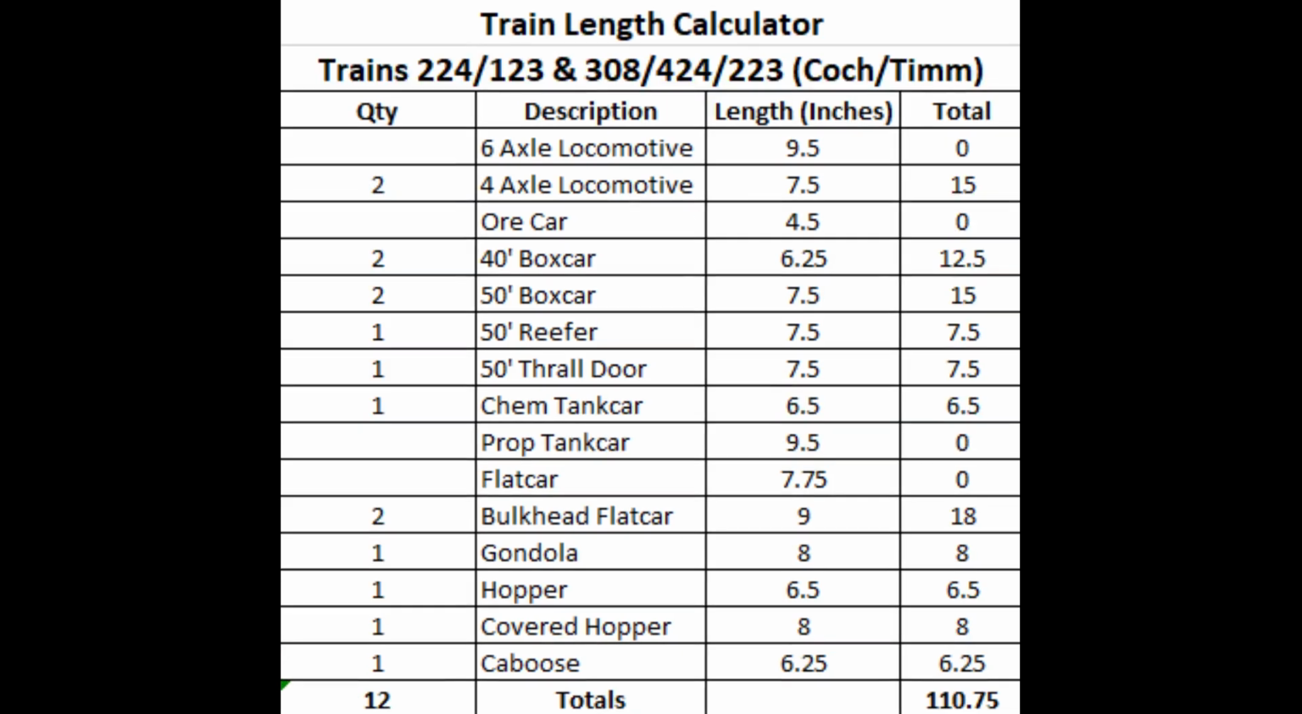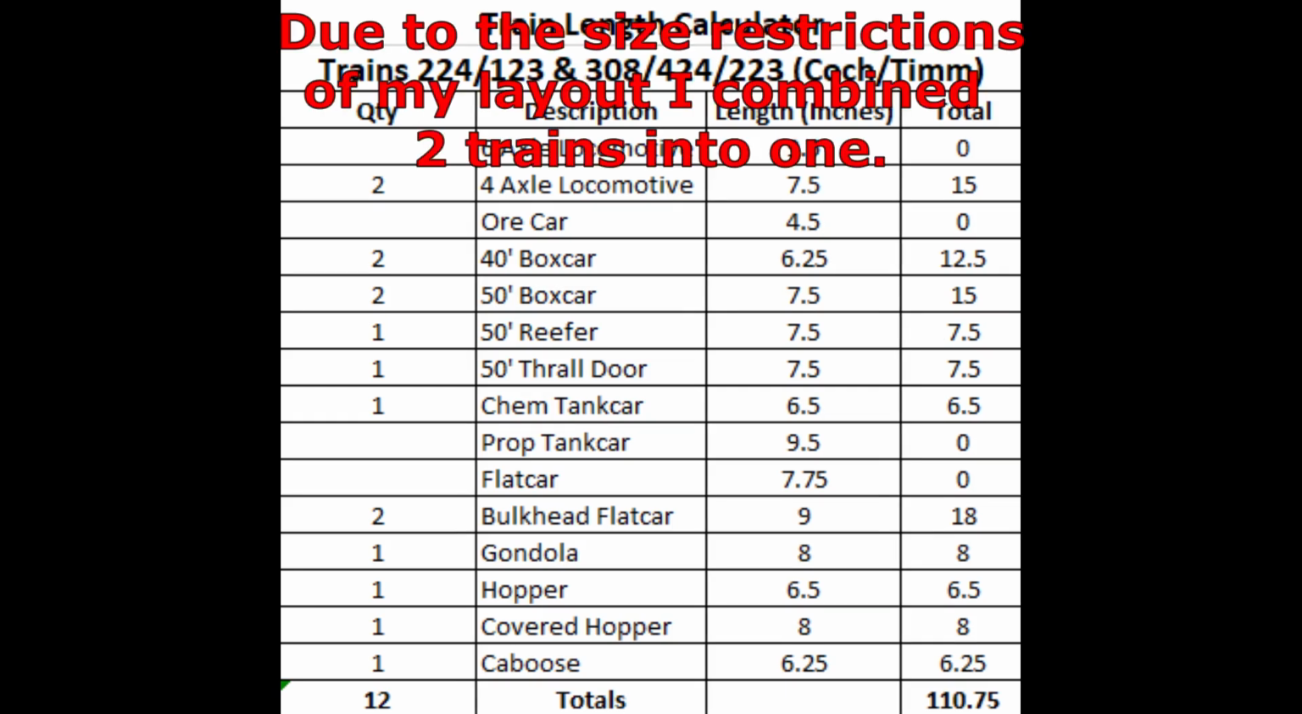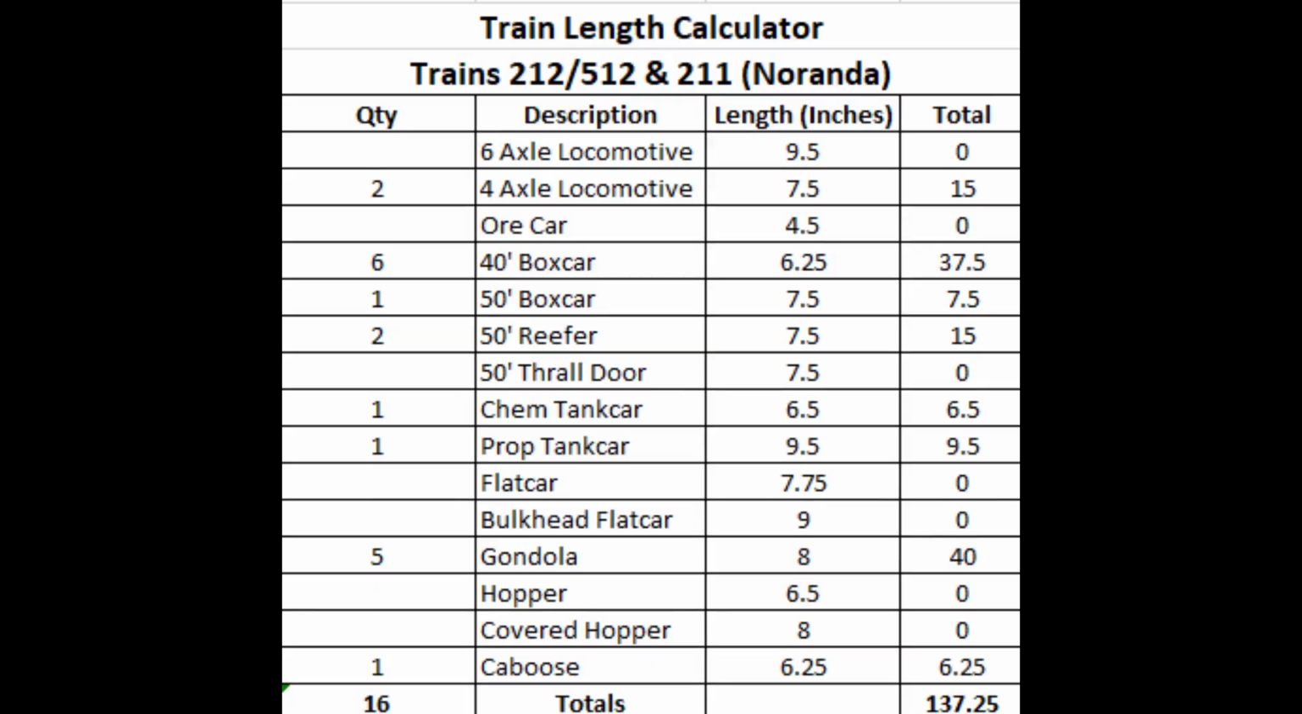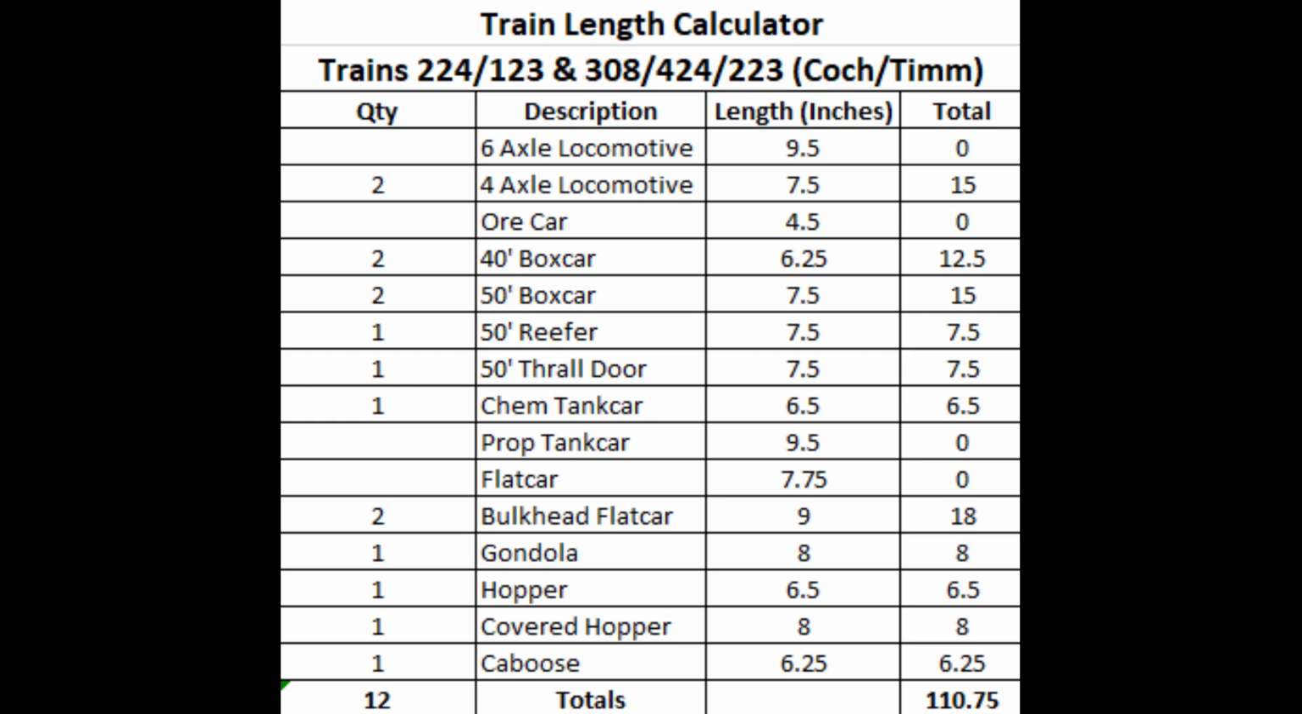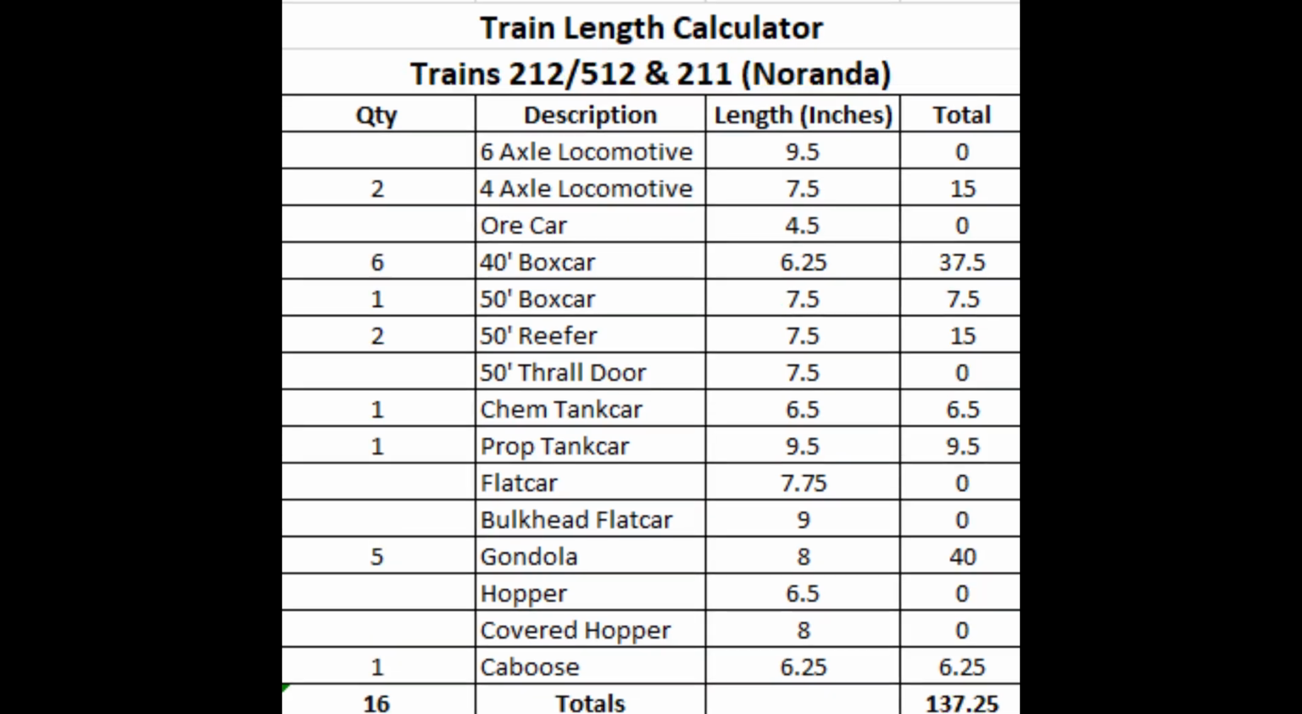Next up, I have a train that's going to be going up to Cochrane and Timmins, and all trains do go through Englehart, as that's the division point. And the other one is going to go up to Rouyn-Noranda, also through Englehart. And as you can see, I've got the lengths here. The one to Cochrane and Timmins is showing as 110.75 inches long, and the one for Noranda, a bit longer, 137.25. And you can see there's some other cars I put in there as well. You see a 50-foot reefer, as well as a Thrall door. I just simply use the same lengths as I did for the 50-foot boxcar. So you can improvise a little bit that way as well.